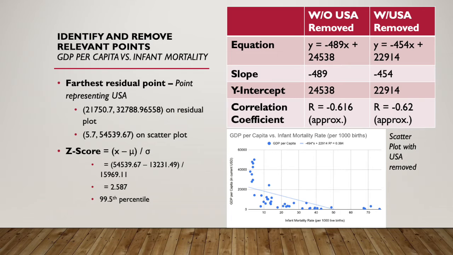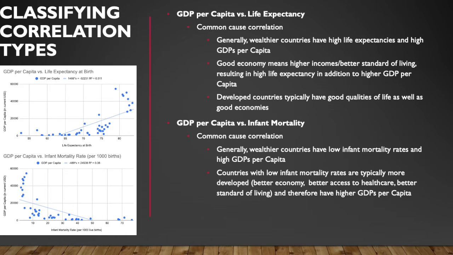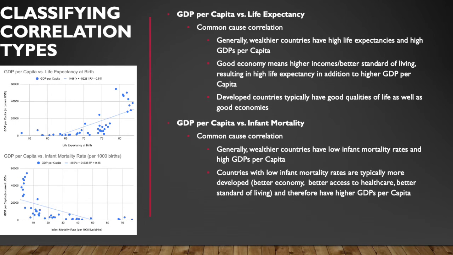Its removal results in a line of best fit that better fits the data, as evident by the higher absolute value of R, indicating a stronger yet still moderate negative relationship between the two variables. The two variables of GDP per capita in current US dollars and life expectancy at birth have a common cause correlation.